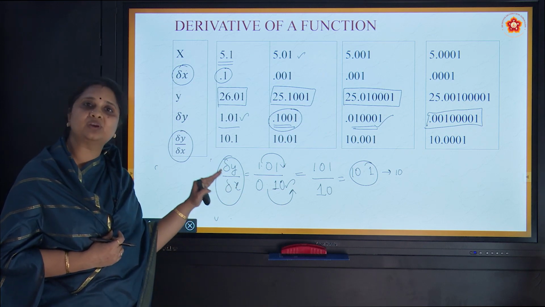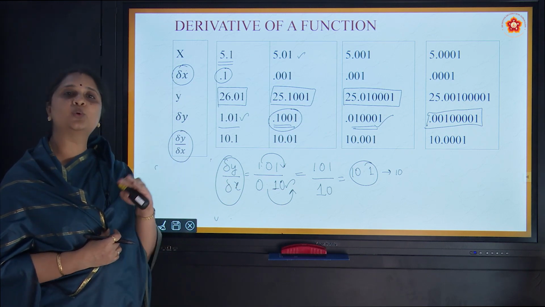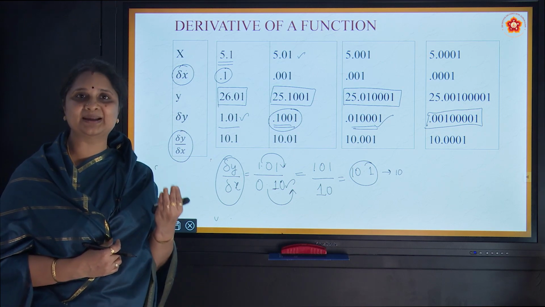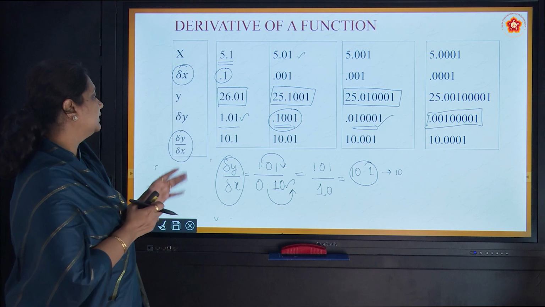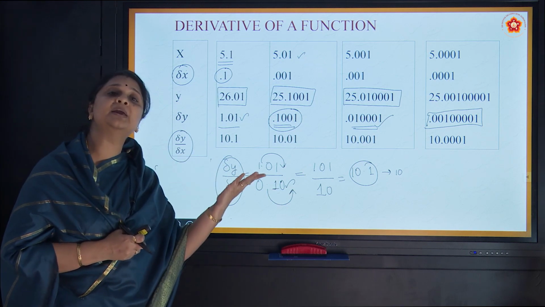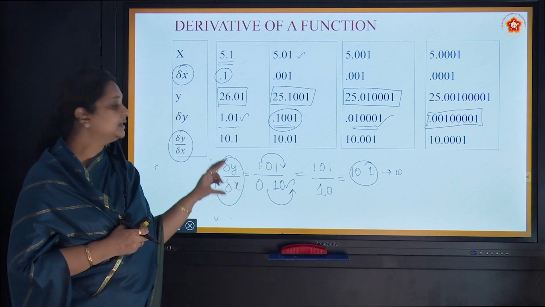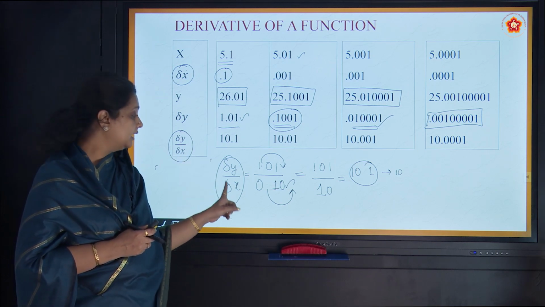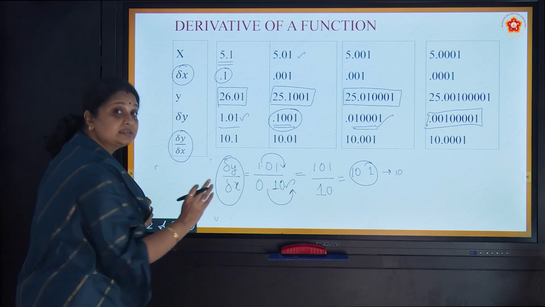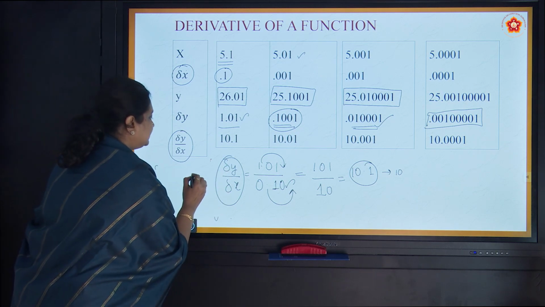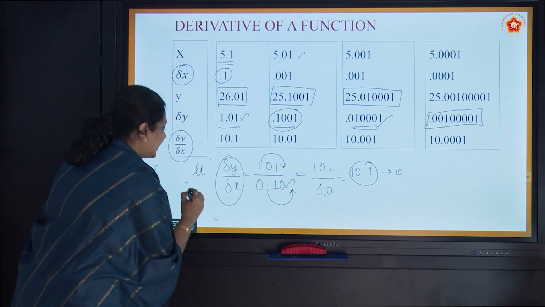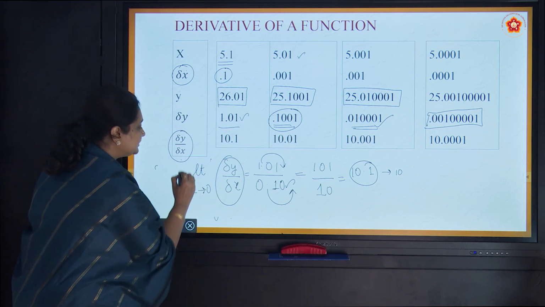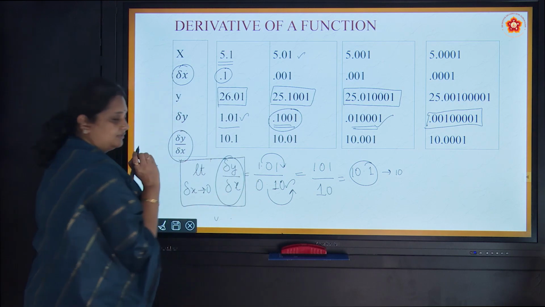Since we're dealing with ratios, I'm sure you all know that ratios can never be negative. It does not carry any sign, right? So whether it's an increment or a decrement, this particular ratio is called the derivative. Now, this del x is very, very small. So basically, limit del x tending to almost 0. This is called our derivative.